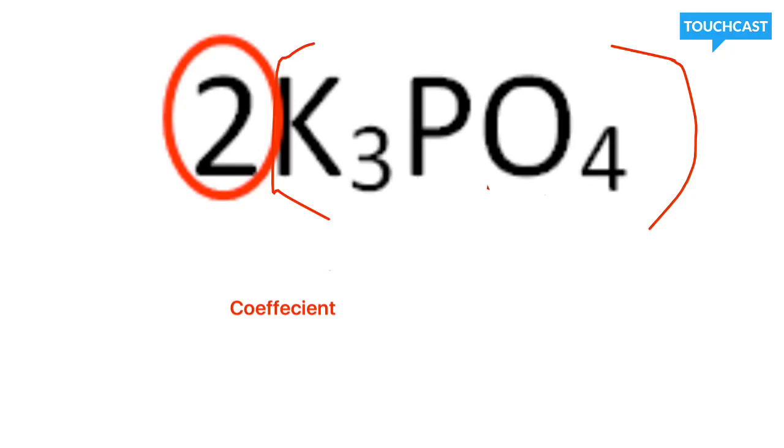So you get 2 times 3, giving you 6 total potassiums. You'd have 2 times 1, giving you 2 phosphorus, and 2 times 4, giving you 8 oxygens. I'll go ahead and show you another example of this real quick.